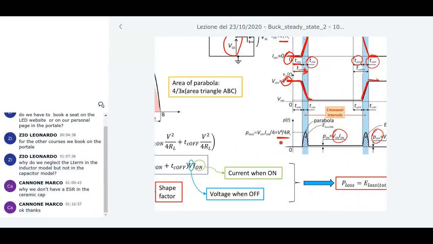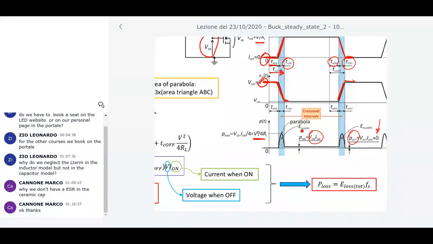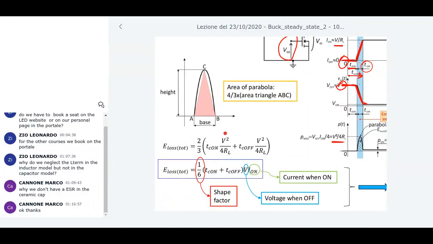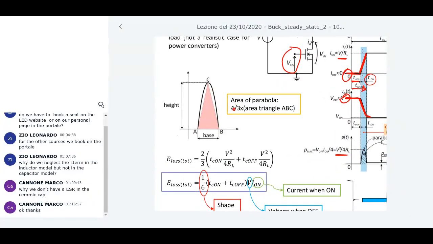If you look at the area under this parabola, the area is an energy. You have two parabolas here: an energy which is lost during turn on, and an energy lost during turn off. So you have two energy contributions per period, each the area of a parabola, because now we are interested in computing this area. The area of a parabola is 4/3 of the area of the triangle under the parabola, so 4/3 of the ABC triangle area.